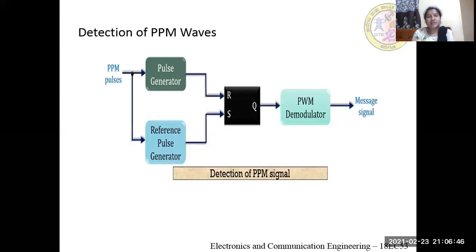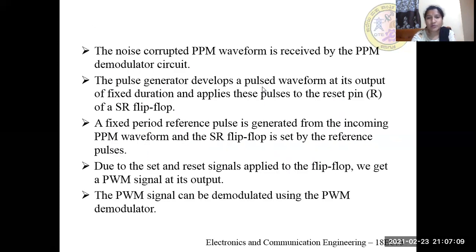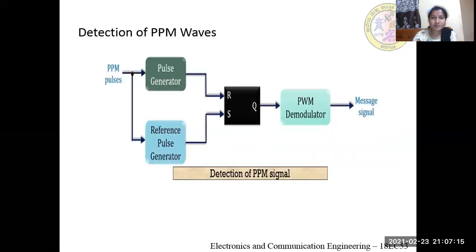Next, detection of PPM. First we generated, and now we have to detect. This happens at the receiving side. This is the block diagram of PPM wave detection. It consists of a pulse generator, a reference pulse generator, and an RS flip-flop with Q as the output. Then it is given to the PWM demodulator, and at its output we get the message signal. PPM is the input for this.